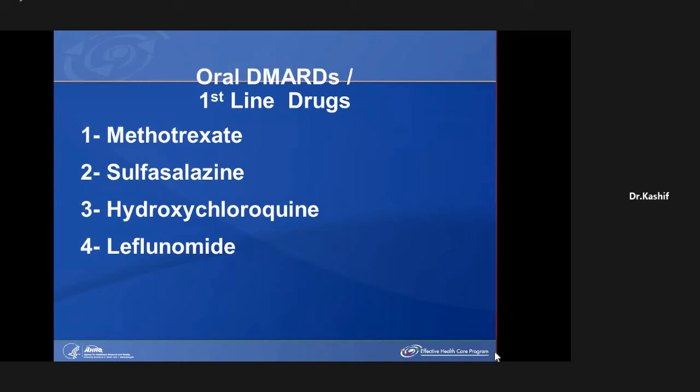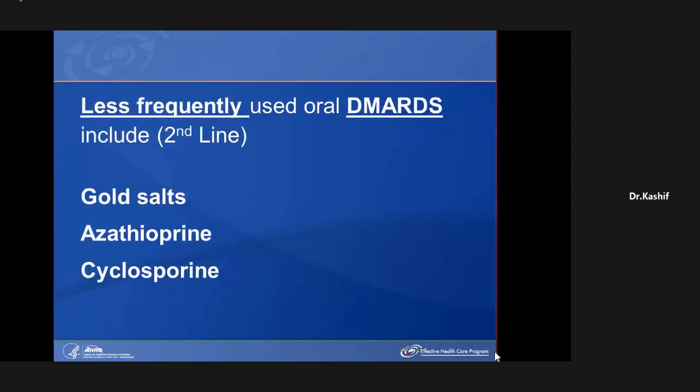Okay, so we discussed the first line drugs like methotrexate, sulfasalazine, hydroxychloroquine. They are the first line drugs of the oral DMARDs. And then we discussed gold salts, azathioprine, cyclosporine. So these are the oral DMARDs that we discussed individually. I told you that again, the individual mechanism is not very important, but all of them are somehow related with the suppression of the immune system.